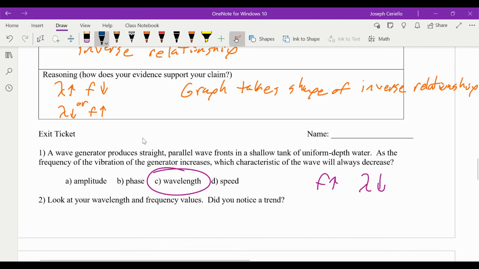All right, so quick question here. A wave generator produces straight parallel wavefronts in a shallow tank of uniform depth. As the frequency of the vibration of the wave generator increases, which characteristic of the wave will always decrease? So frequency goes up, wavelength must go down, as we just saw.